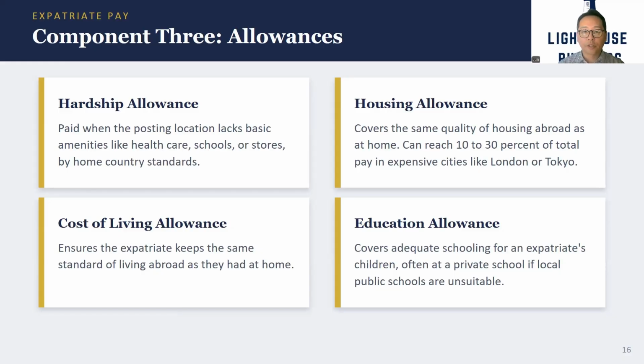In very expensive cities like London or Tokyo, this allowance can be substantial, as much as 10 to 30% of the expatriate's total compensation package. The cost of living allowance ensures the expatriate maintains the same overall standard of living in their foreign posting. And an education allowance ensures the expatriate's children receive adequate schooling by home country standards, which sometimes means paying for private school if local public schools are not considered suitable.